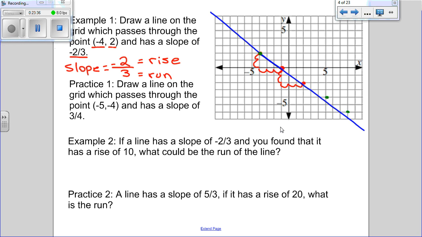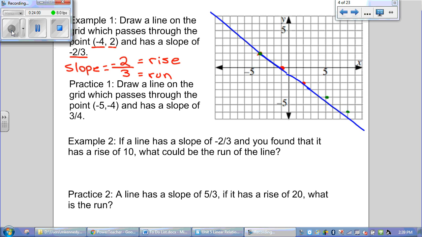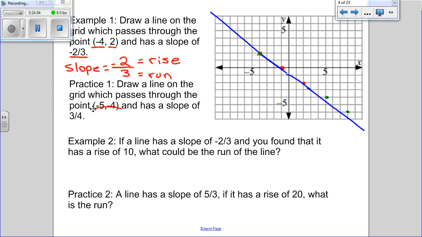All right, practice question number 1. They give you a point and a slope. I want you to try to draw the line. Okay, so try to draw a second line on here that has that point and that slope. The question says, draw a line that passes through -5, -4. So I have to mark that on my graph, right? That's -5, -4. I know my line has to go through that point.